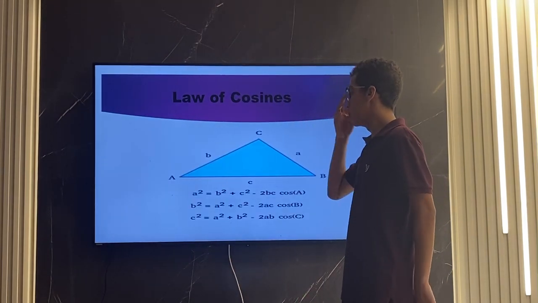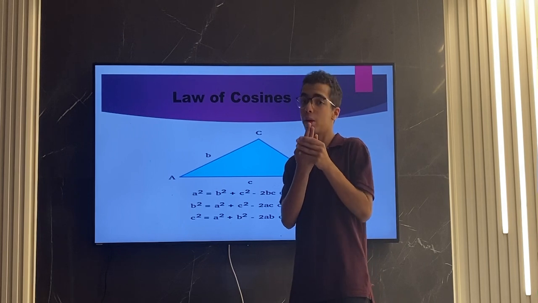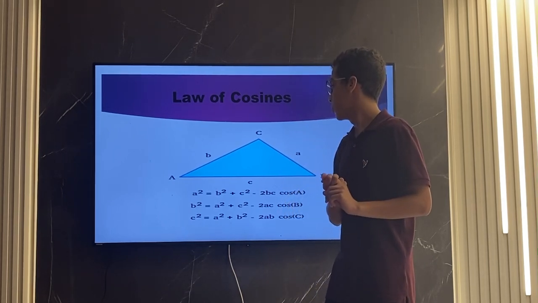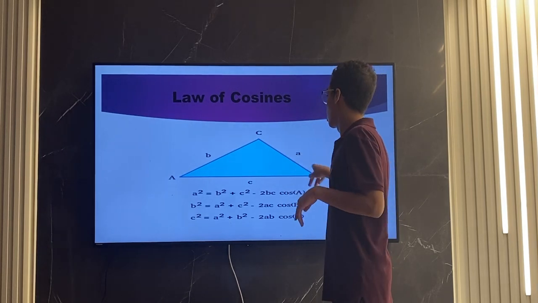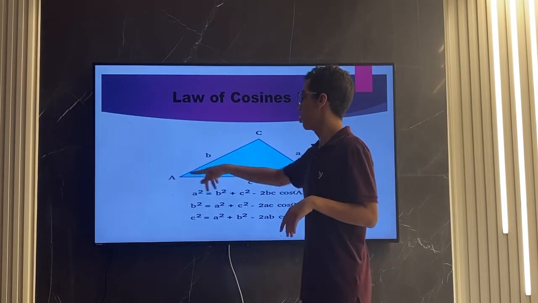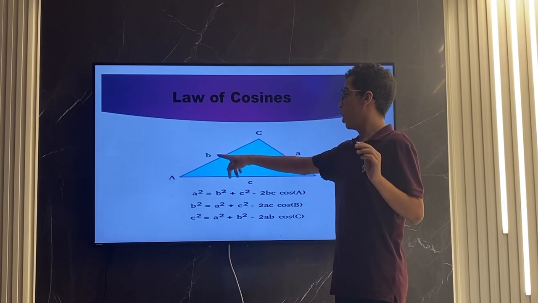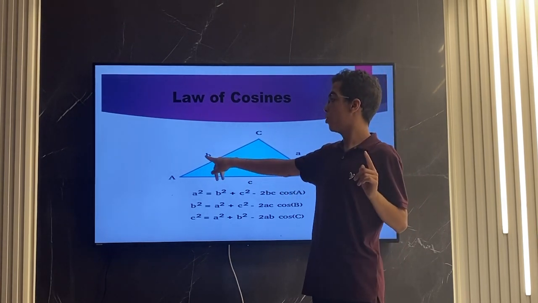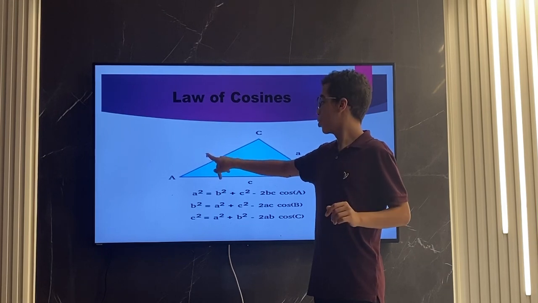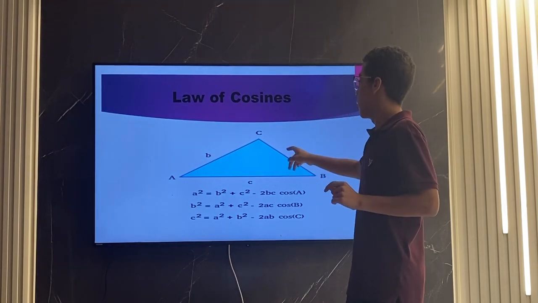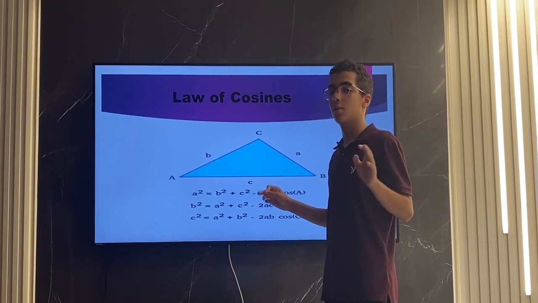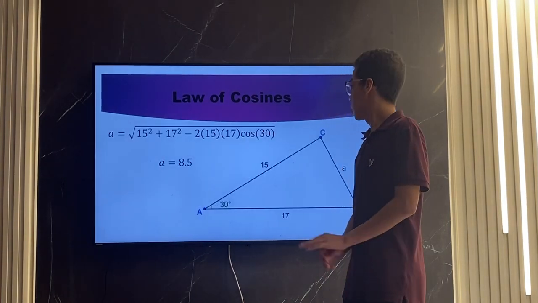Law of cosines. Law of cosines, we use it if we have 3 sides or 2 sides and the angle between them. So if we have those, we'll use the square root. If we need to get this side, we'll use the square root of b power 2 plus a power 2 minus 2ba cosine c. Let's continue. Let's solve.